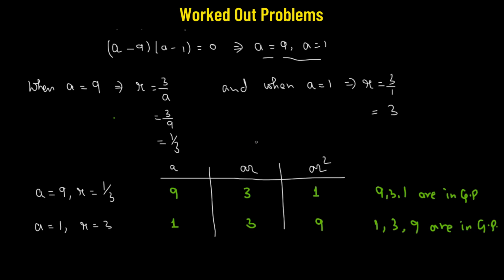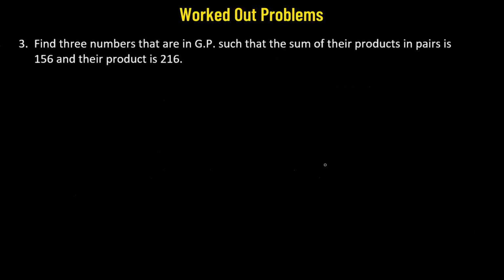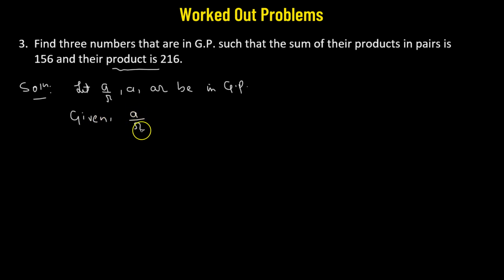Let's move on to the third problem. Problem number 3. We need to obtain three numbers that are in GP, and those numbers are such that the sum of the products in pairs is 156 and the regular product is 216. So we'll begin by considering, since we are provided with the product, it will be wise to choose the numbers as a over r, a and ar, the three numbers in geometric progression. So whatever is given to us, let's note them down. It's given that their product, a over r multiplied by a multiplied by ar, is equal to 216.